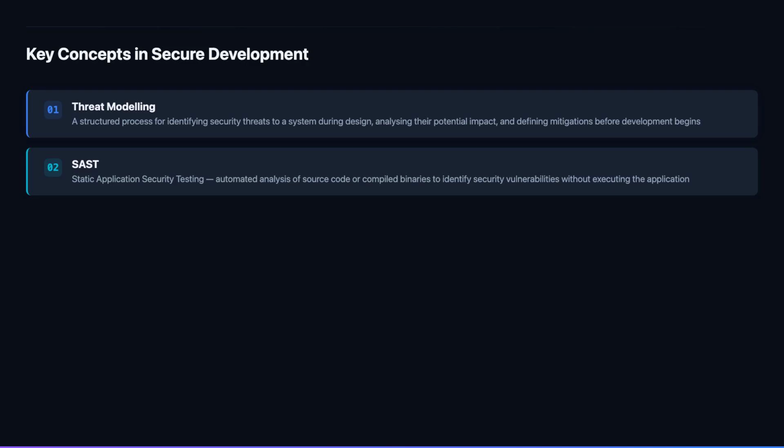SAST integration into CI/CD pipelines enables automatic blocking of code with high-severity security findings, creating a security gate that prevents vulnerable code from progressing to test or production environments.